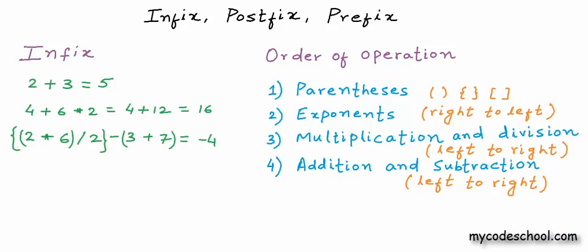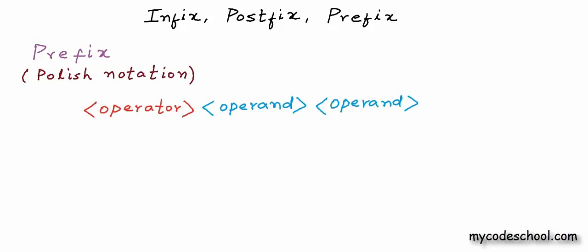So mathematicians and logicians studied this problem and came up with 2 other ways of writing expressions that are parenthesis free and can be parsed without ambiguity, without requiring to take care of any of these operator precedence or associativity rules. And these 2 ways are postfix and prefix notations. Prefix notation was proposed earlier, in the year 1924, by a Polish logician. Prefix notation is also known as Polish notation. In prefix notation, the operator is placed before operands.